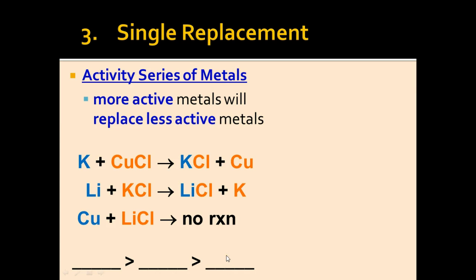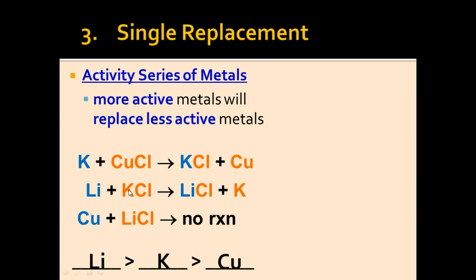And also by looking at this, you can tell that lithium is more reactive than potassium because it reacted with potassium chloride, and lithium is more reactive than copper. So lithium must be the most reactive of these. And then, because we know that copper is the least, that means potassium has to be in the middle, because potassium can kick out copper, but lithium can kick out potassium.